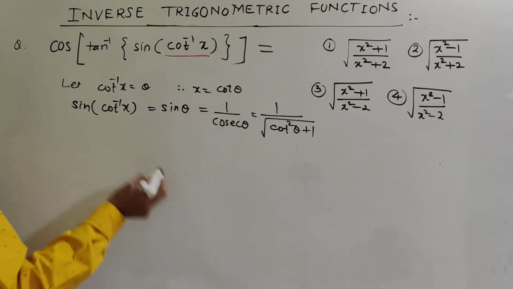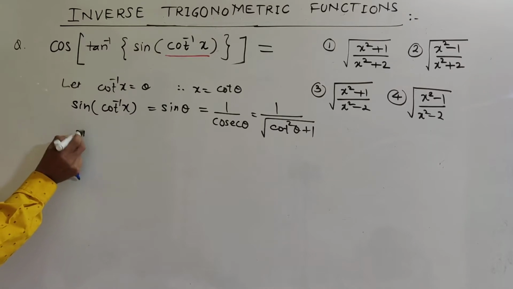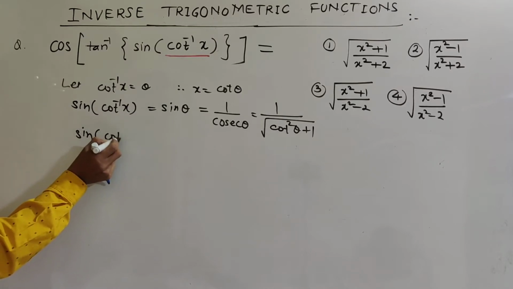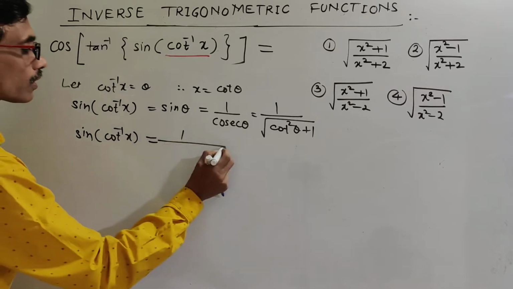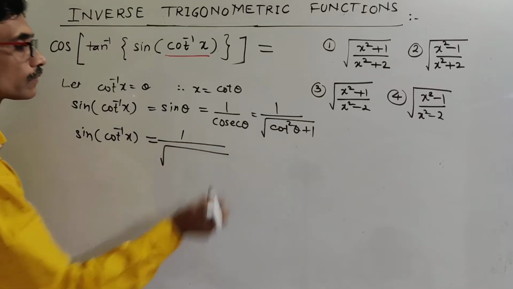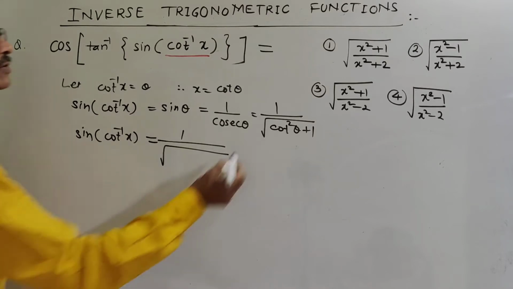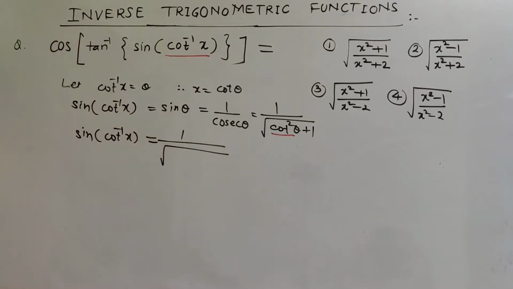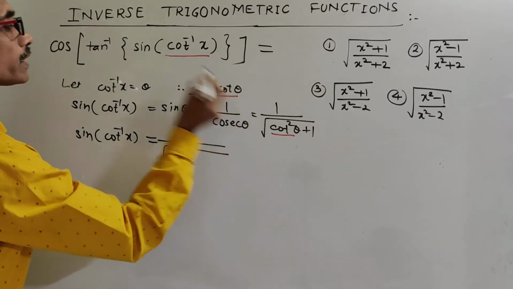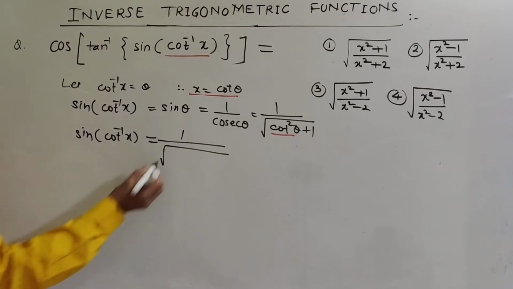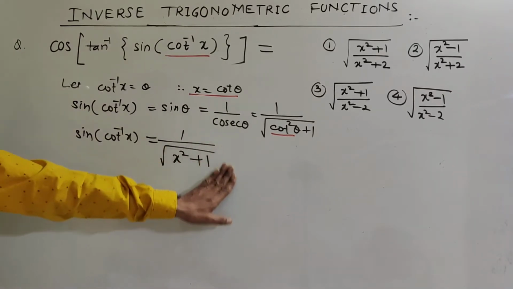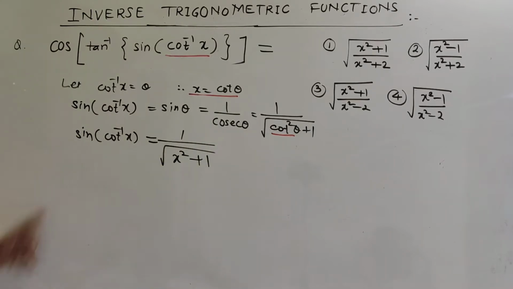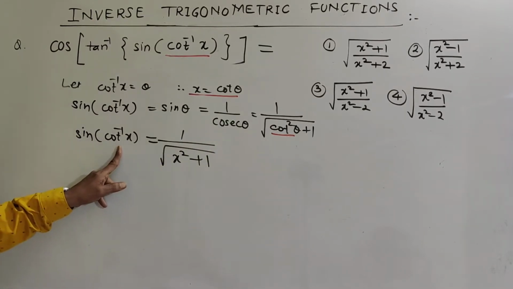So sine of cot inverse x is equal to 1 upon root of cot square theta plus 1, that is, cot theta is equal to x. Therefore it is 1 upon root of x square plus 1. That is sine of cot inverse of x.